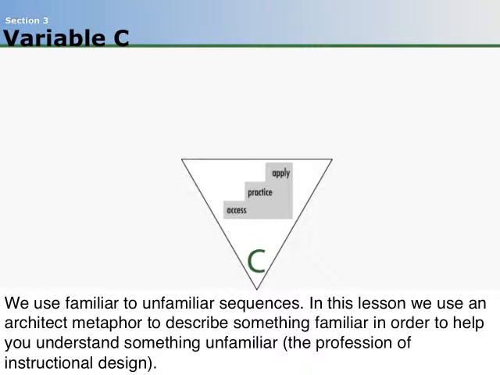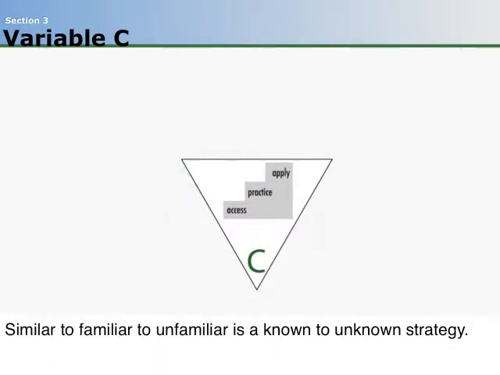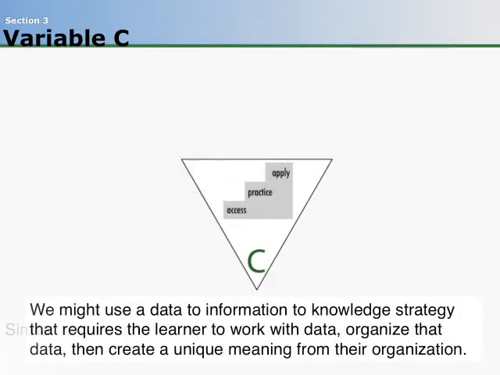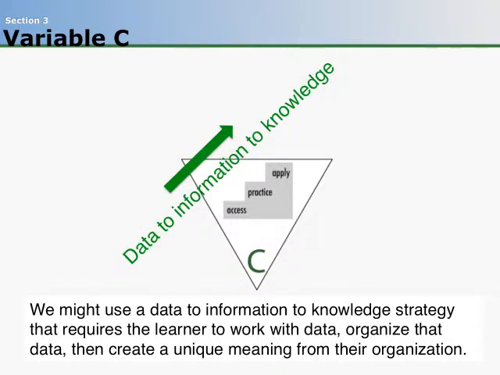We also use familiar to unfamiliar sequences. For example, in this lesson, we use the architect metaphor to describe something familiar in order to help you understand something unfamiliar, which is usually the profession of instructional design. Similar to familiar to unfamiliar is the known to unknown strategy. We might also use a data to information to knowledge strategy that requires a learner to work first with data, then to organize that data, and then create a unique meaning from their organization.